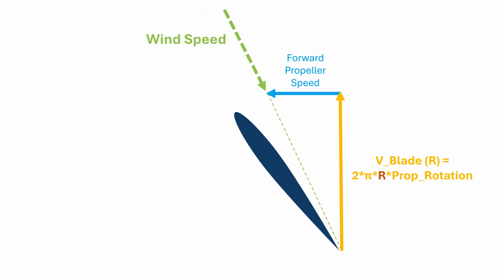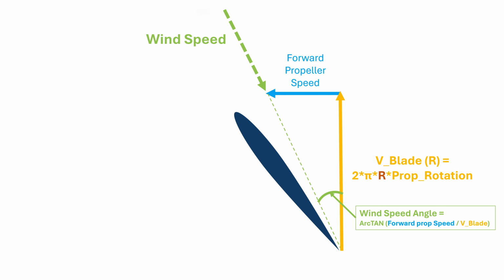Then, if we look at a section of one of the propeller blades, we can draw the velocity vectors we discussed. First, the blade velocity from the rotation, and second, the forward propeller speed, which is constant for any portion of the propeller. Together, these two velocity components trace a velocity triangle, of which the hypotenuse represents the direction of the relative wind. The angle between the wind speed and the plane of the propeller is the wind speed angle.